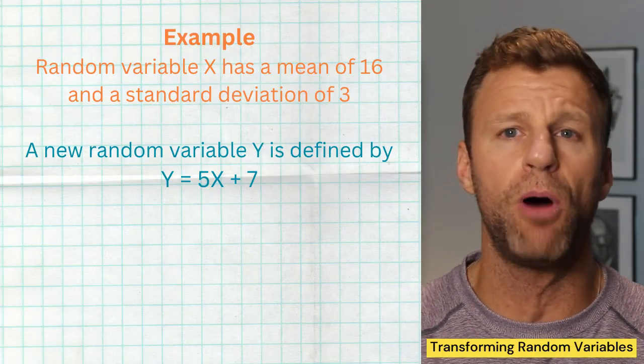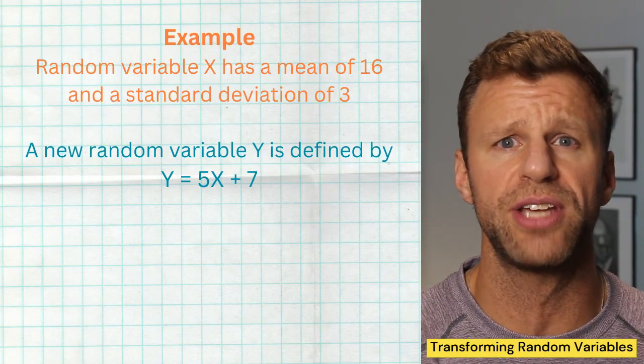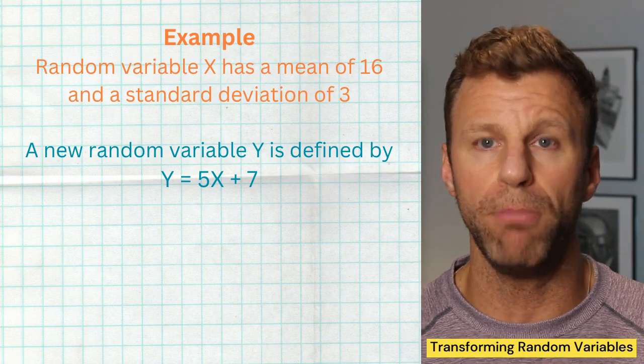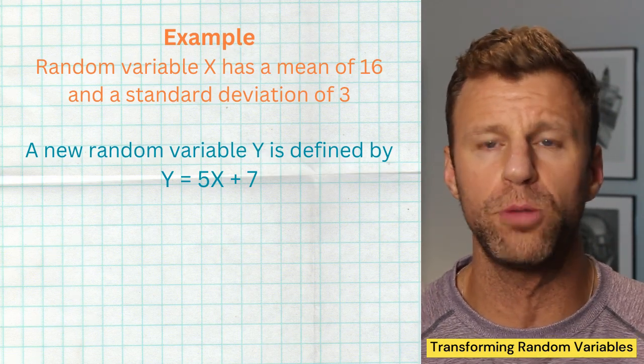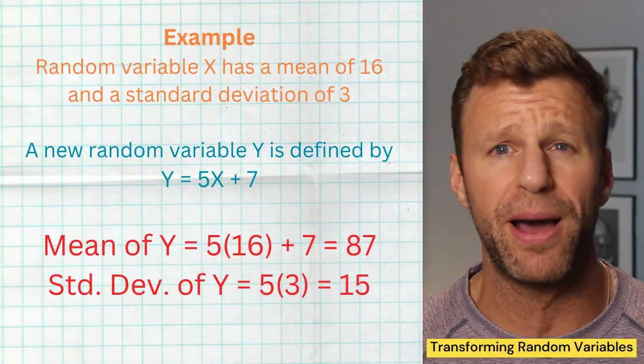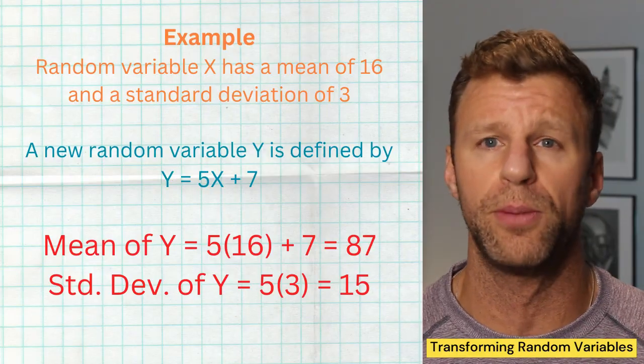So you're going to take x, multiply by 5, and add 7. What is the new mean? What is the new standard deviation? Well, remember, multiplication and addition both affect mean. So we're going to take the old mean of 16, it's going to get multiplied by that 5, and we're going to add that 7 to get a new mean of 87 for the random variable y.